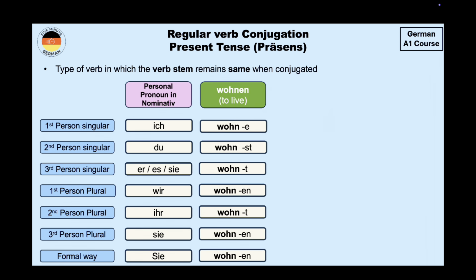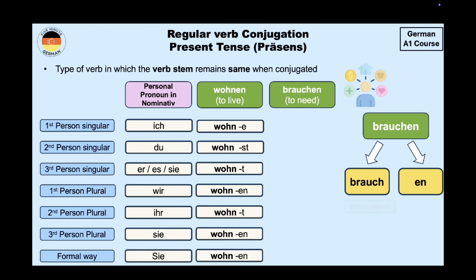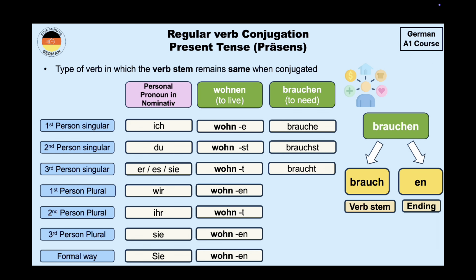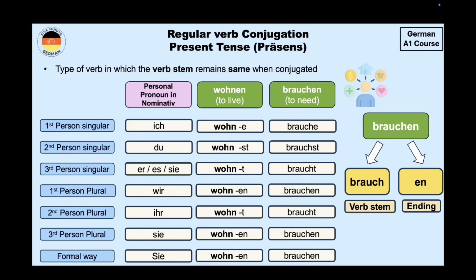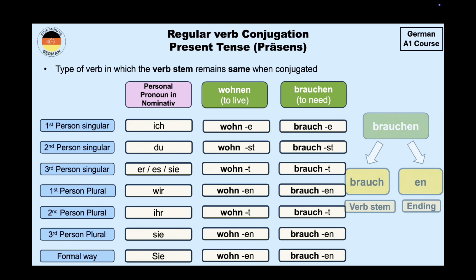Let's take another example of the verb brauchen, which means to need. Now again, using the rule which we learned earlier, we can split the verb brauchen into brauch and en, where brauch is the verb stem and en is the ending in infinitive form. And the conjugation for brauchen in the different cases will be ich brauche, du brauchst, er/es/sie braucht, wir brauchen, ihr braucht, sie brauchen, and Sie brauchen. When I split this, then you see over here again that brauch, which is the verb stem, is present in all of these conjugations.